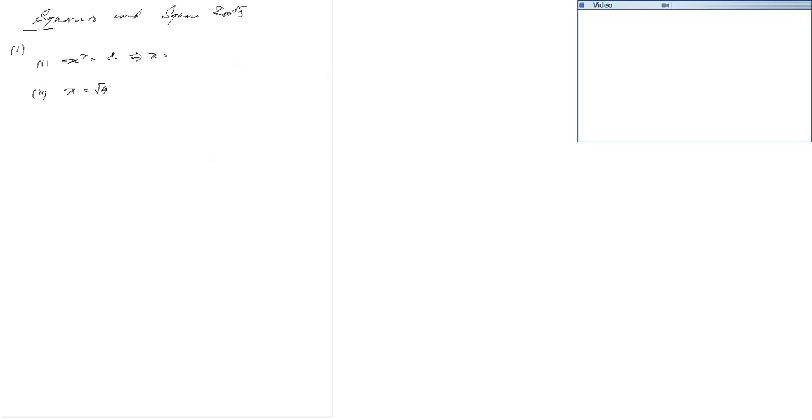Correct. So in the first case, we are talking about plus or minus square root of 4, that is equal to plus or minus 2. I have two values for x. Whereas in the second case, I am only talking about the positive square root of 4, which is equal to 2. That's one thing that you need to remember for sure.